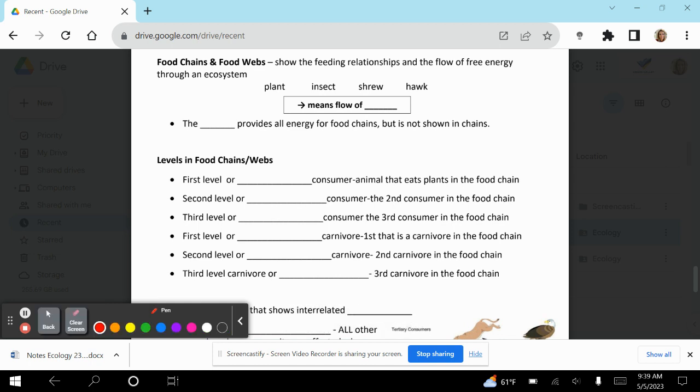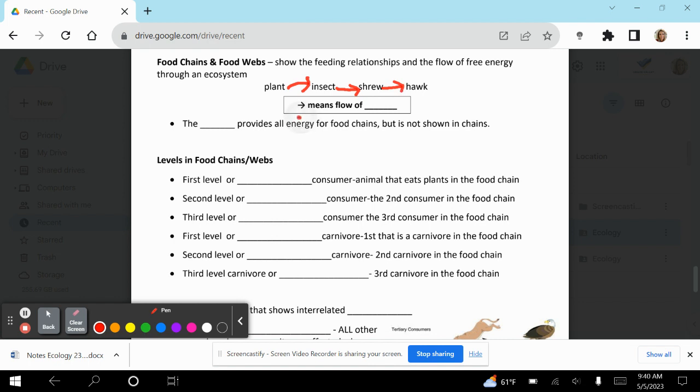Since we're talking about the transfer of energy, we're going to talk about food chains and food webs. One thing I need to point out is on a food chain or food web, make sure your arrows are correct. So if you think about it, the insect's going to eat the plant. So think about the plant going into the insect's mouth. That's a correct way to draw that arrow. When the shrew eats the insect, think of the insect going into the shrew's mouth, and then the shrew is being eaten by a hawk.